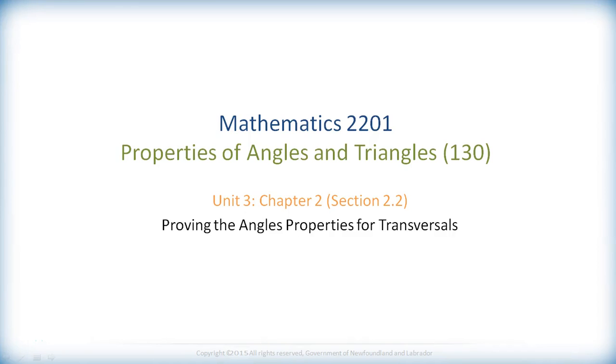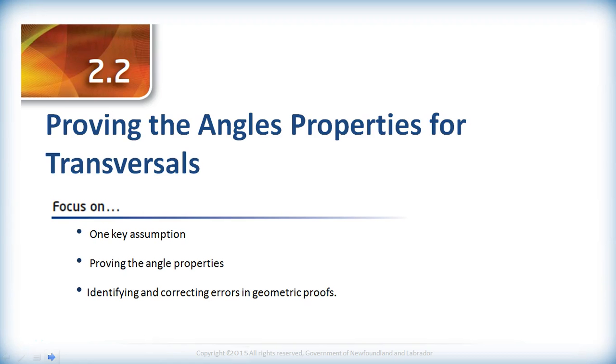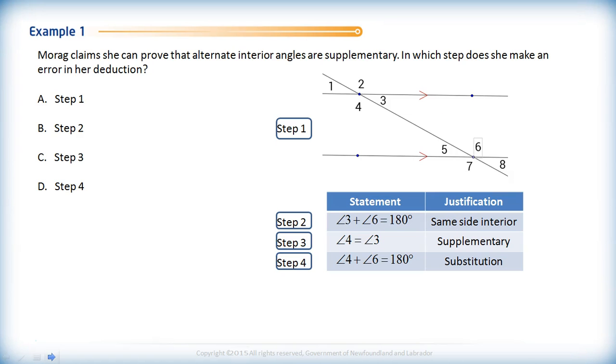Alrighty, folks, we're going to do some practice questions with proving angle properties for transversals. So let's see what we've got here. We're going to take a look at all the same things that we did before, and we're going to throw in some questions. The first one is one of those where somebody tried to prove something and got something that's not really true. What did they do wrong?